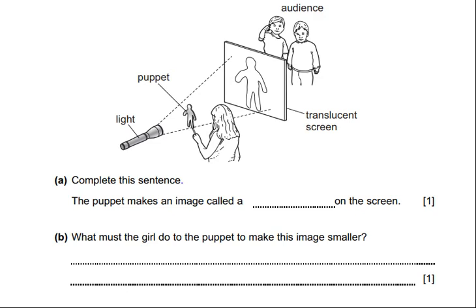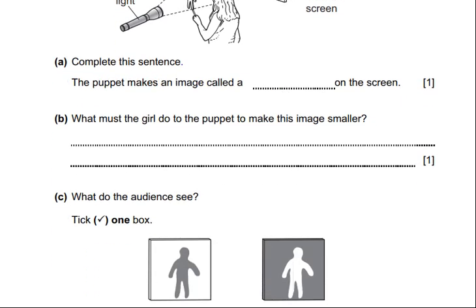B, what must the girl do to the puppet to make this image smaller? If you want to make the image on the screen smaller, we have to make some changes. So she must move the puppet away from the light. I'll repeat the answer. She must move the puppet away from the light. Although you can also say she must move the puppet towards the screen, also correct, but I want you to write down the first one.